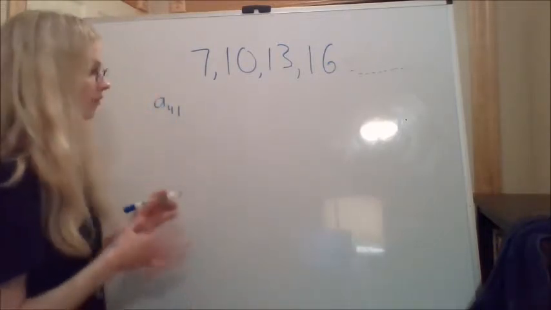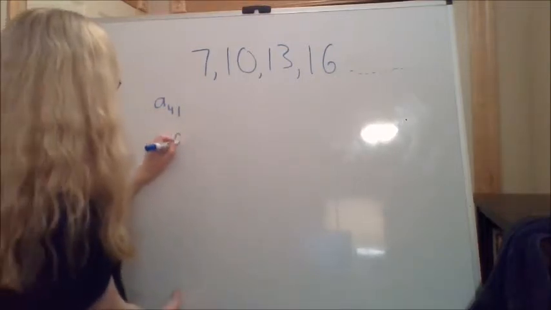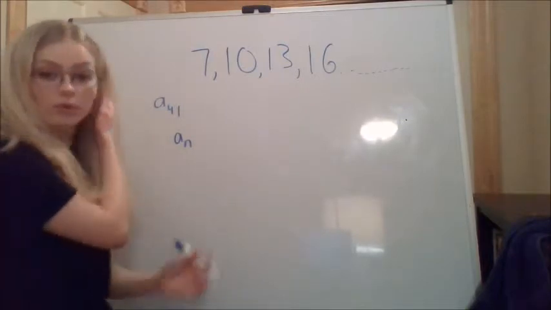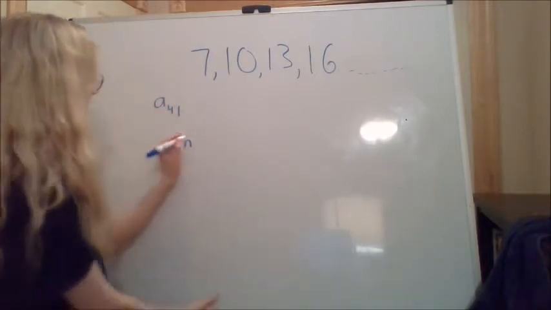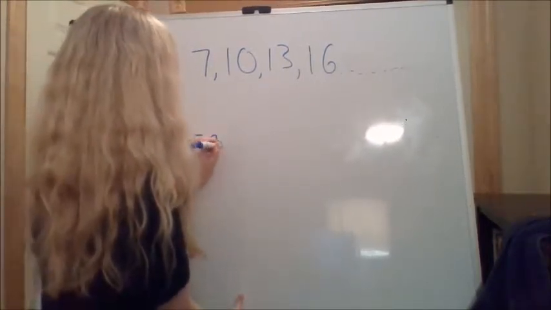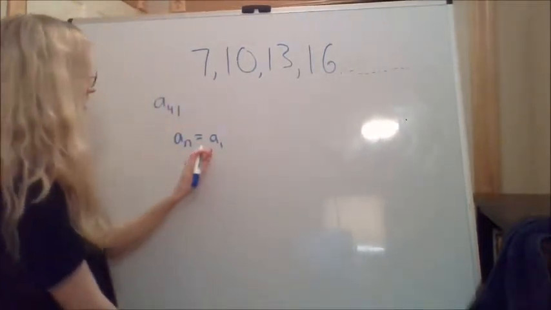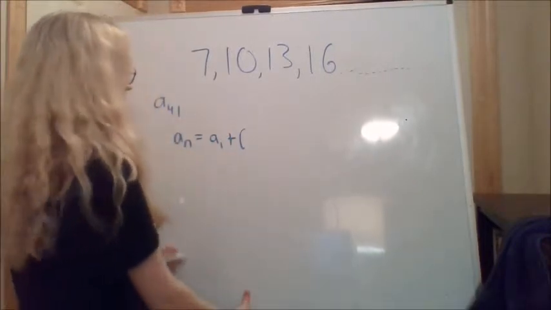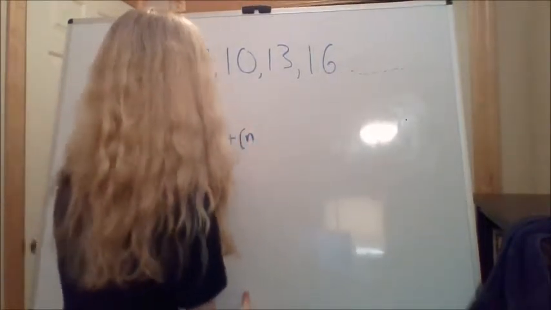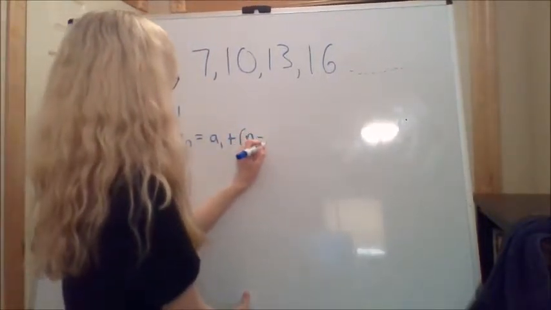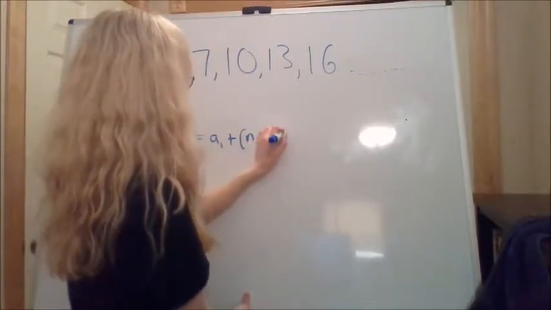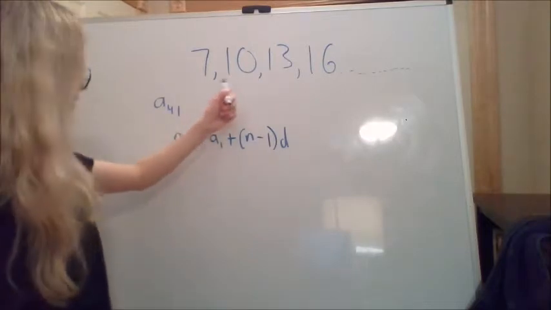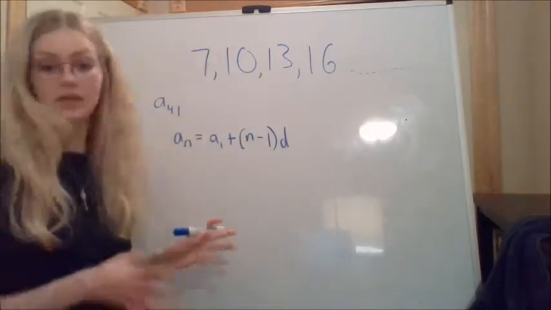So we have a formula to help us, and the formula is a sub n, where n is the term that we want, in this case would be 41, equals the first term of the sequence, in this case that would be 7, plus the quantity n, in this case 41, minus 1 times d. And d is the difference between each consecutive term. So in this sequence, it would be 3.